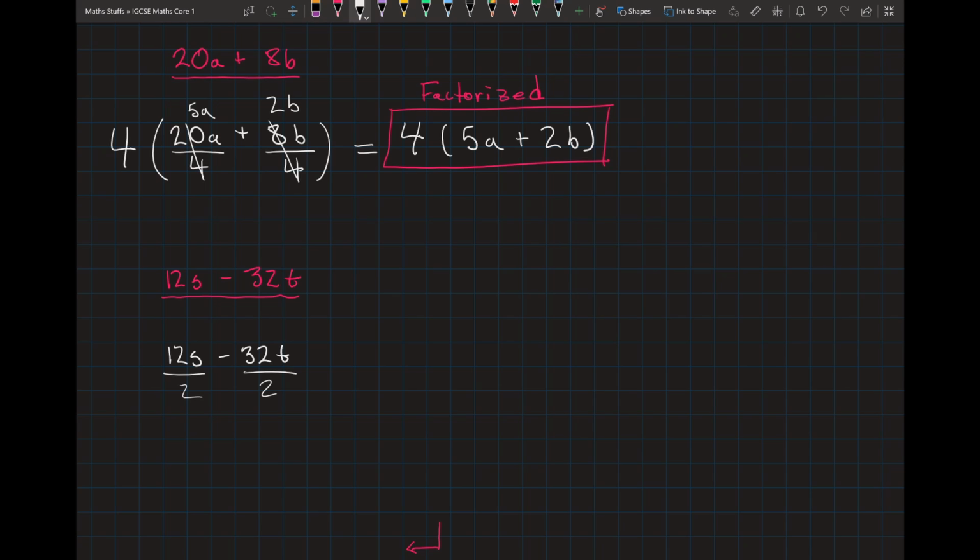What about 4? If we divide both of these by 4, then 12s over 4 is going to give us 3s. What's 32 divided by 4? Well, that's going to be 8. So 32t divided by 4 would be 8t. That looks pretty good. We can't really go any further than that.